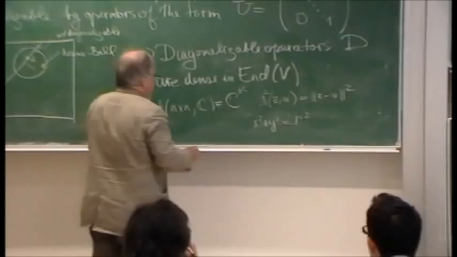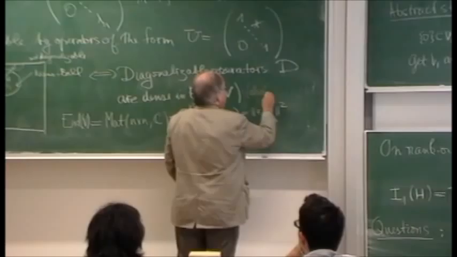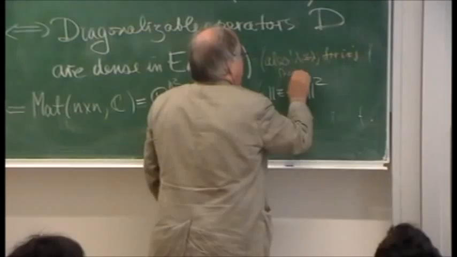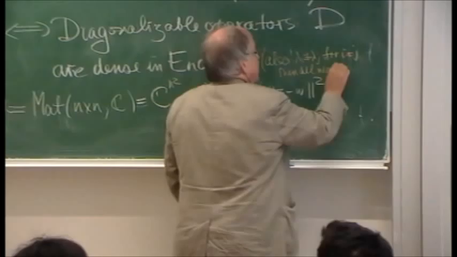And let me put here also: if lambda i are different, all nearby operators are diagonalized.